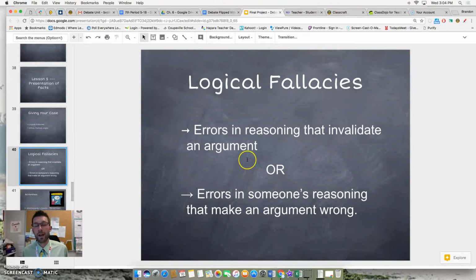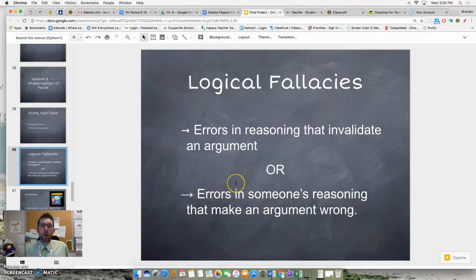Logical fallacies are errors in reasoning that invalidate an argument. I'd like you to read that one more time, but this time I want you in your group of 3 or 2, or even 4 if you have that many, to read it out loud. I should be able to hear you in class right now. So read it out loud, please. I'm not kidding, read it out loud. Did you read it out loud? I hope you did. Now, another way to say this statement is that logical fallacies are errors in someone's reasoning that make their argument wrong.